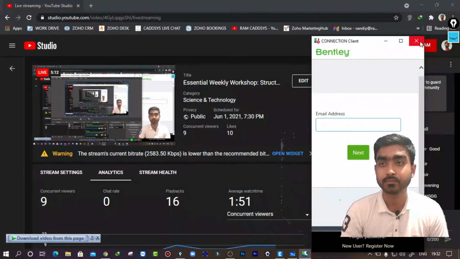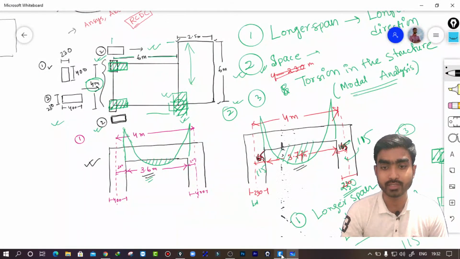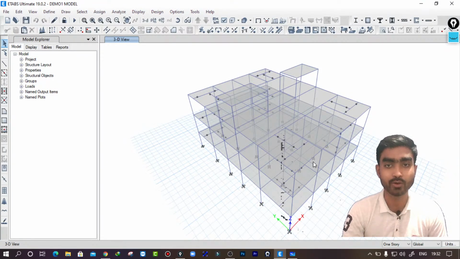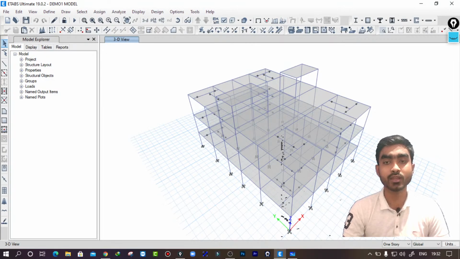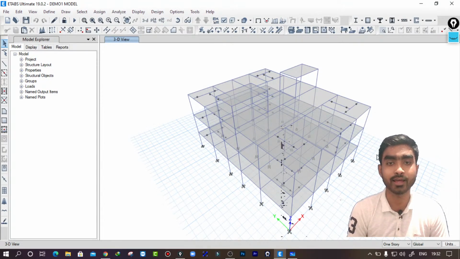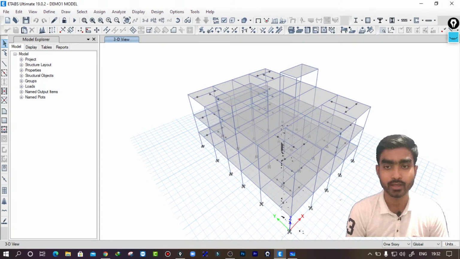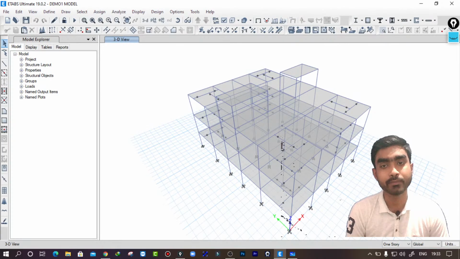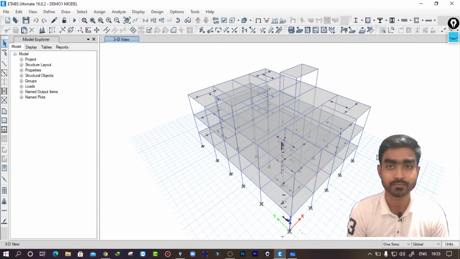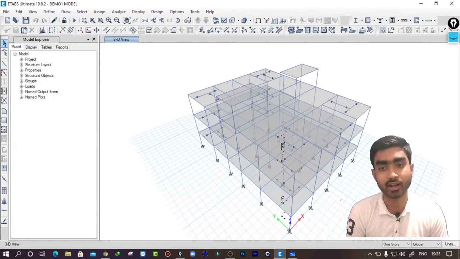In our last class, what we have seen, we have assigned the gravity loads, and we have created the model. Okay, we have done the moment release, right? So today I'll show you how to do the modal analysis of this structure. Okay, modal analysis of the structure. Now, what is modal analysis? In simple language, how this structure is going to behave or going to deform under free vibration. Okay, this is what modal analysis is.